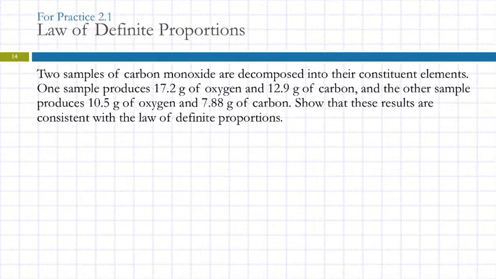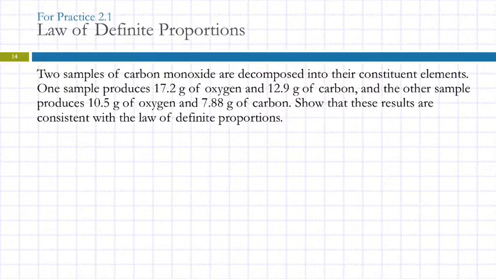So 2 samples of carbon monoxide are decomposed into their constituent elements. One sample produces 17.2 grams of oxygen and 12.9 grams of carbon. The other sample produces 10.5 grams of oxygen and 7.88 grams of carbon. So we have two different samples. They're each giving different masses of oxygen and carbon. Show that these results are consistent with the law of definite proportions.